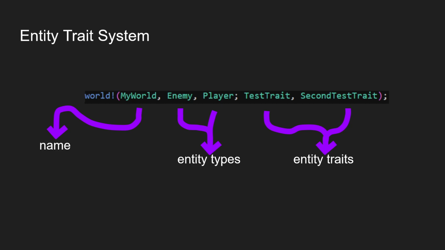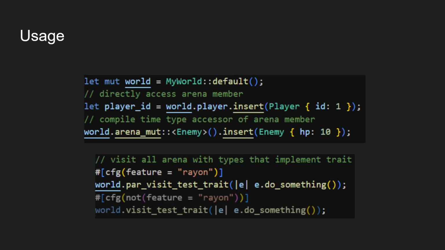So to use it, it looks like a macro where you can state the name of the worlds, the entities which will be in the worlds, and also the traits which are queryable on those entities in the worlds. Each trait does not need to be implemented by each entity. You can pick and choose which ones will be implemented by which. This macro then generates arenas for each of the entity types. If you like to, you can access them directly, or you can access them by the type at compile time.